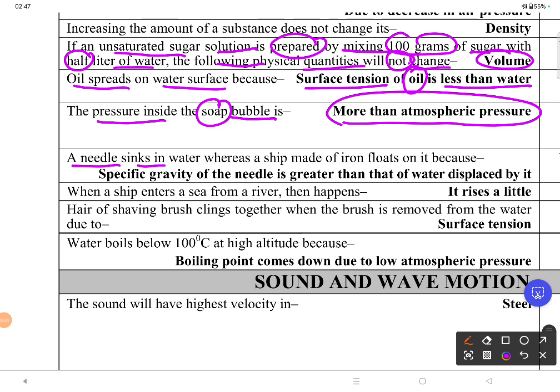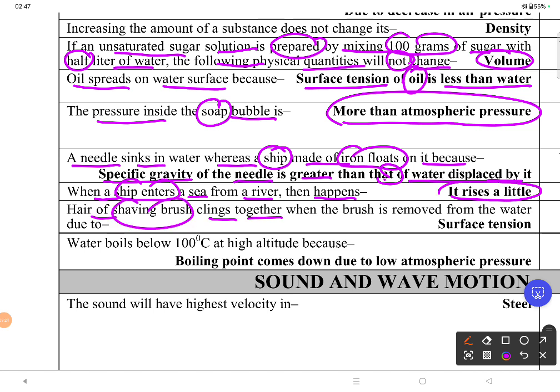A needle sinks in water, whereas a ship made of iron floats on it because the weight of the water displaced by the ship is greater than the weight of the needle. When a ship enters a sea from a river, it rises a little. Hair of a shaving brush clinches together when the brush is removed from the water due to surface tension.